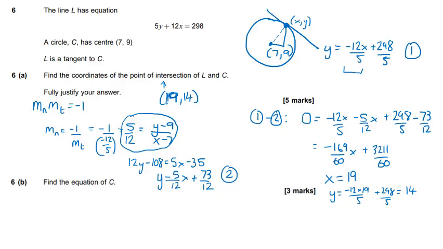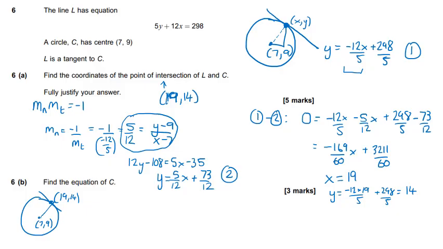Okay, part B, find the equation of C. Okay, this bit's a little bit easier now. So we know what the point x and y is. So let's just draw another picture here. So we know this point now is 19 and 14, and that the center of the circle is 7 and 9. So that allows us, the distance between those is going to be the radius of the circle.